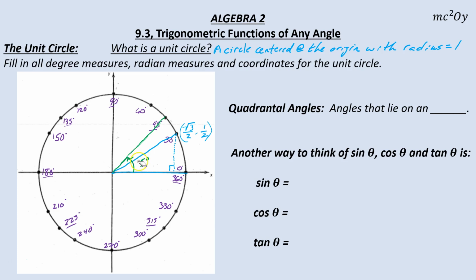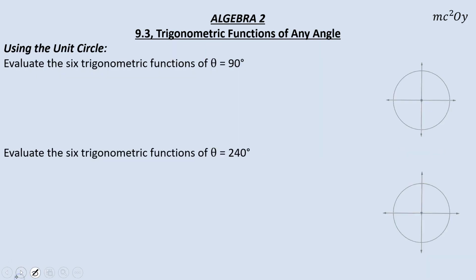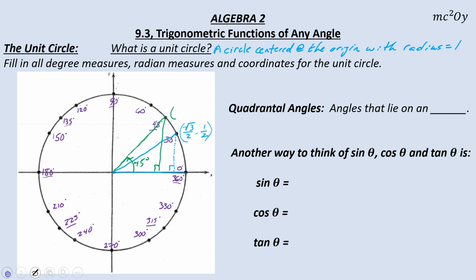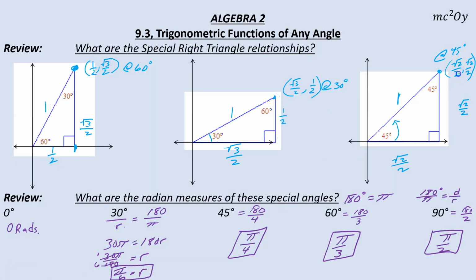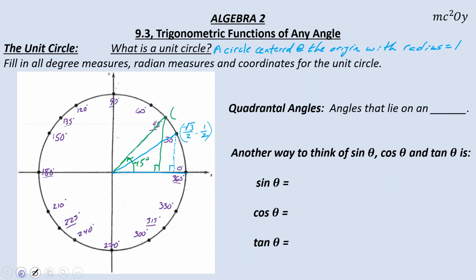Okay, well that 45-degree angle, when we drop the altitude here, with a right angle, this had a special coordinate. That special coordinate was √2/2, √2/2. All right.